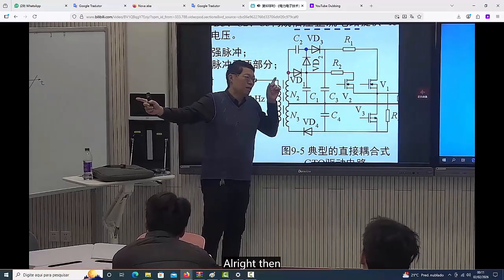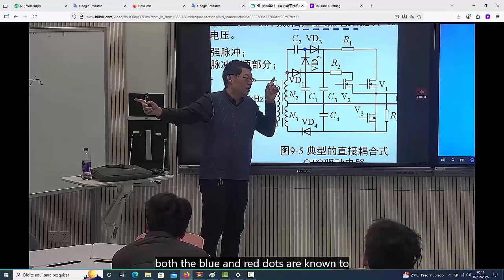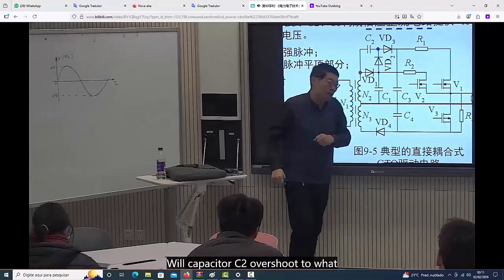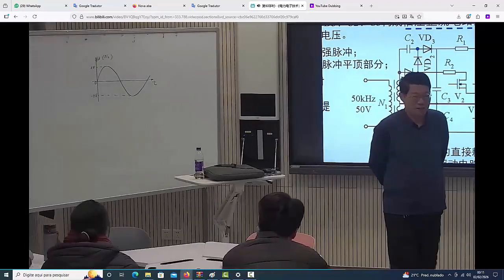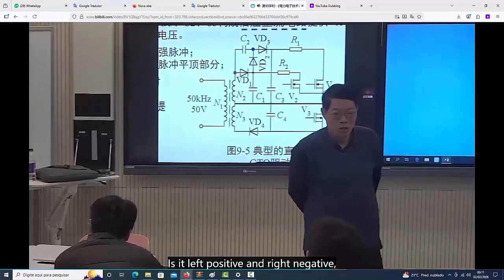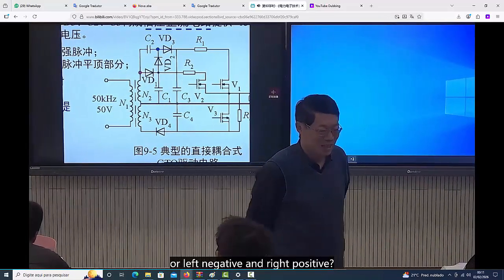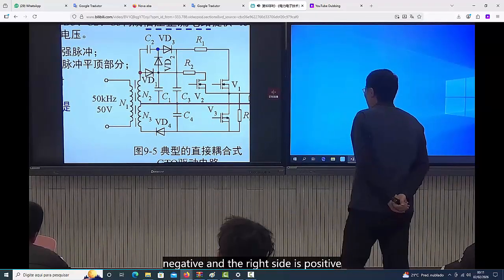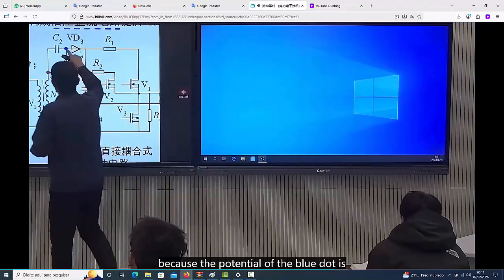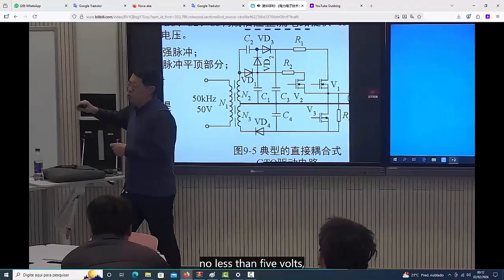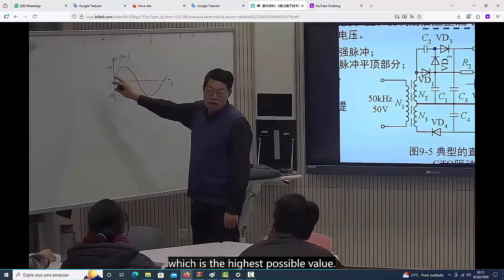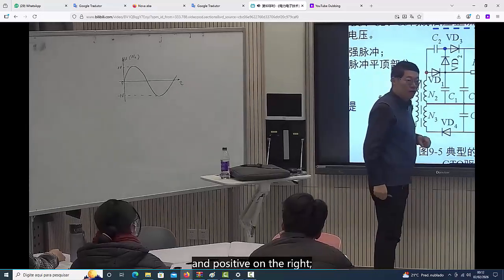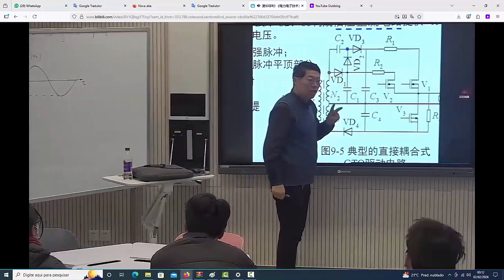Alright then. In this situation, both the blue and red dots are known, so answer my question. Will capacitor C2 charge to what voltage? Is it left positive and right negative, or left negative and right positive? Everyone agrees that the left side is negative and the right side is positive, because the potential of the blue dot is no less than 5 volts, which is the lowest possible value. Therefore, the charge must be negative on the left and positive on the right. This is certain. So how many volts?